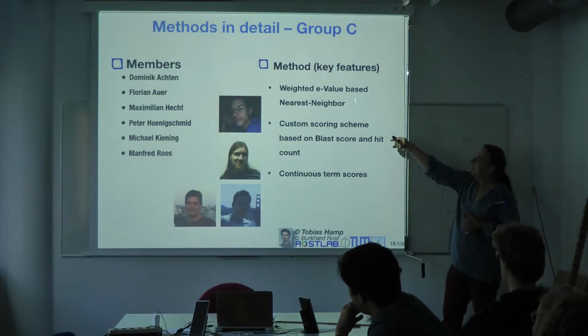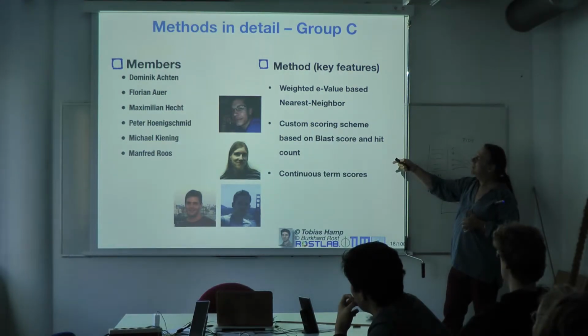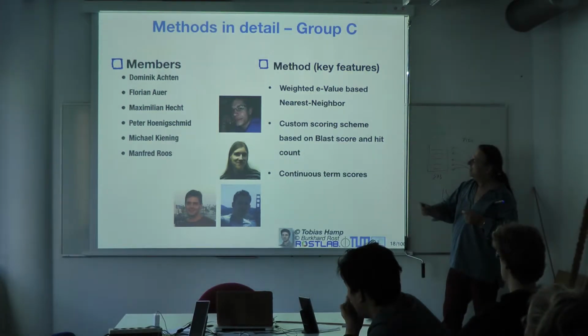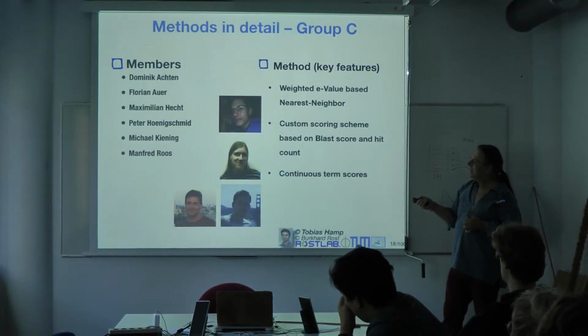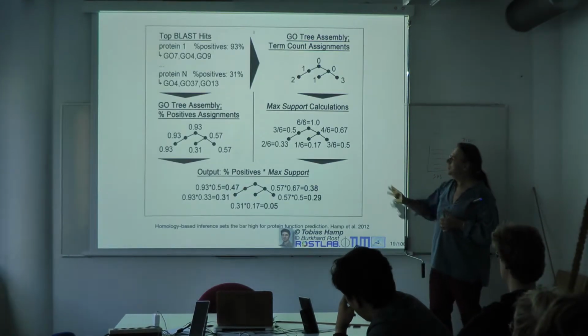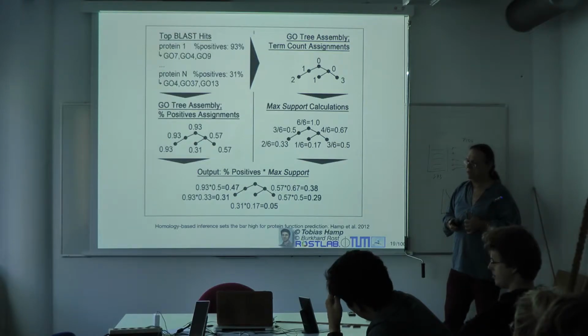Group number 3 is again weighted e-value based on nearest neighbor. Again, not a binary cutoff hit, but a real e-value based score, and a continuous term score, which again is essentially similar to the other one.